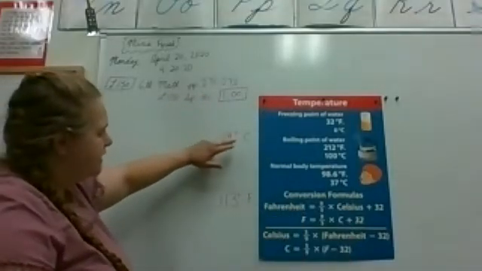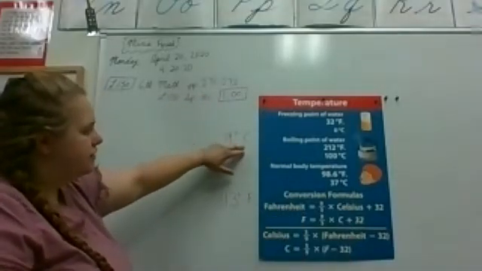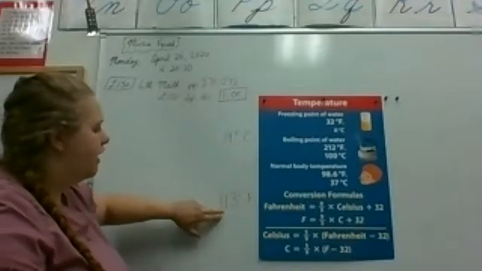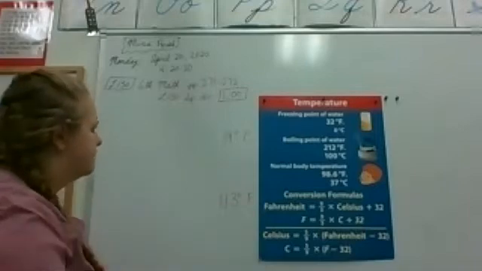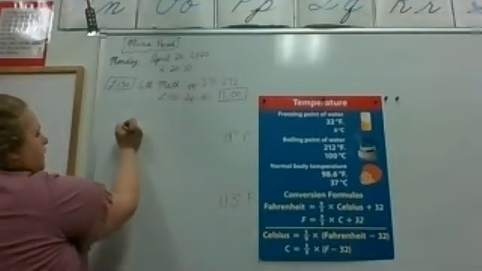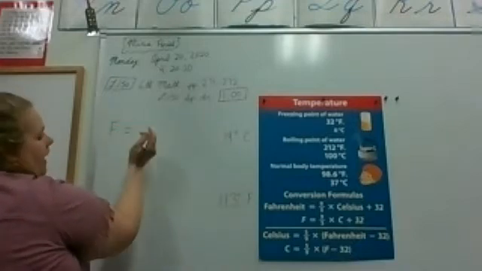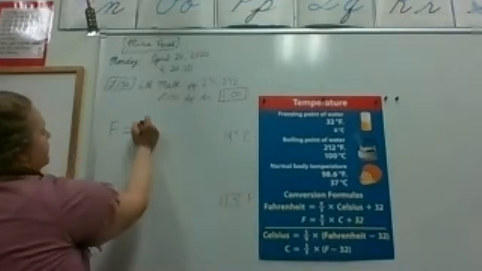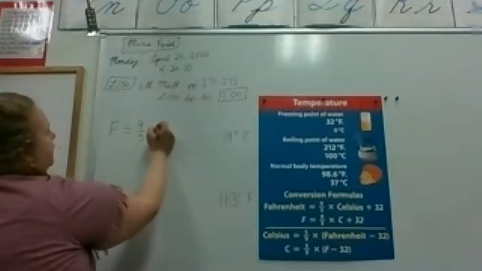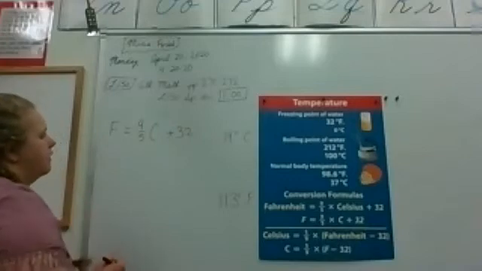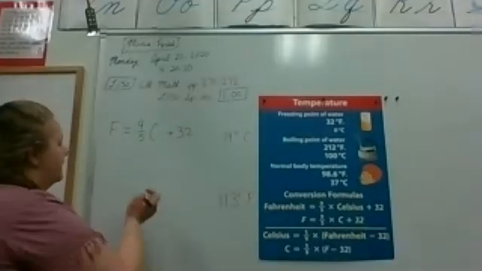We're going to convert 19 degrees Celsius to Fahrenheit, and then we're going to convert 113 degrees Fahrenheit to Celsius, okay? So if we are given Celsius, we need our formula that starts with F, right? Fahrenheit equals 9/5 times C plus 32, okay? So I want you guys to make sure that you're writing out the formula.